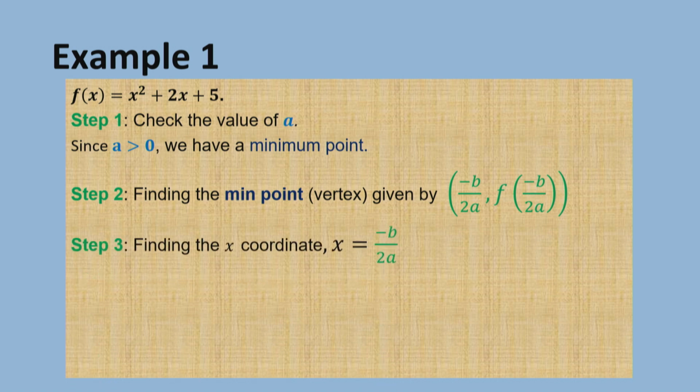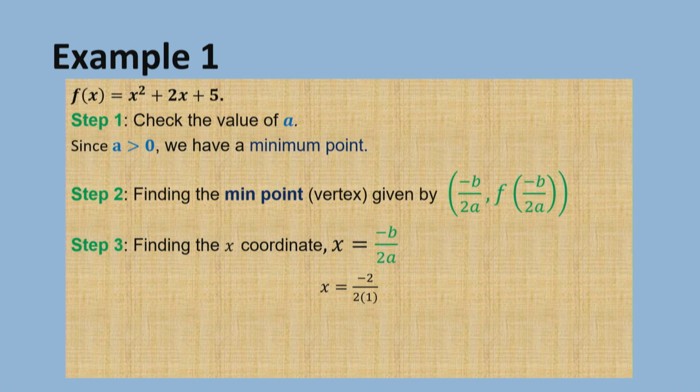For the x-coordinate, x will be equal to -b/(2a). So, what is the value of b? Well, if we look at the function, a equals 1, b equals 2, c equals 5, so the value of b will be 2.